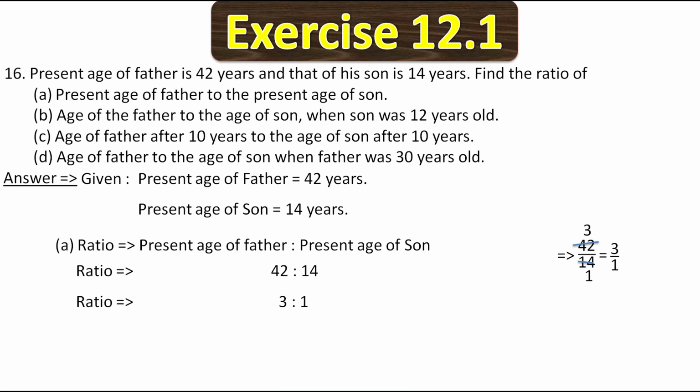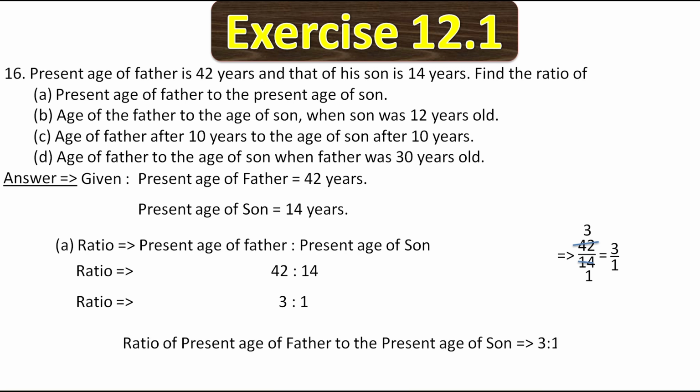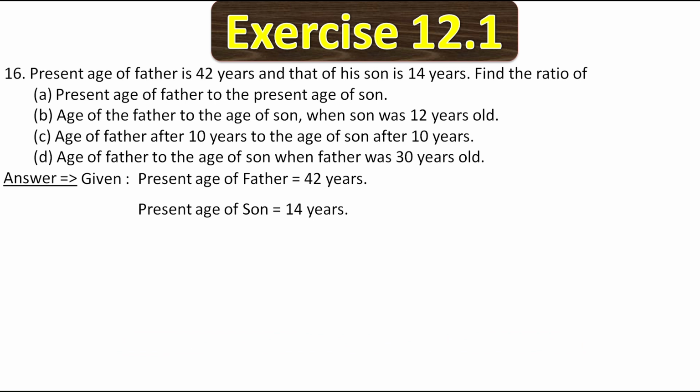Okay. Now for B, we have to find the ratio of age of the father to the age of son when son was 12 years old. When the son was 12 years old, that was before 2 years, because the present age is 14 here. So before 2 years he was 12 years old.